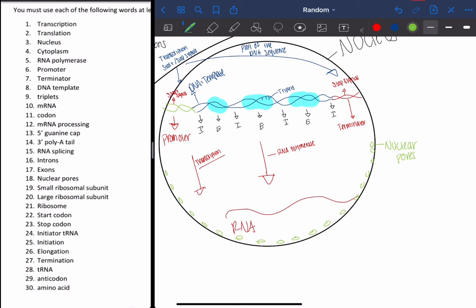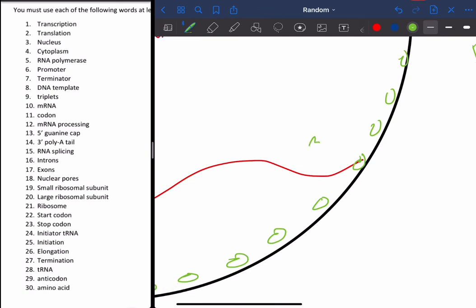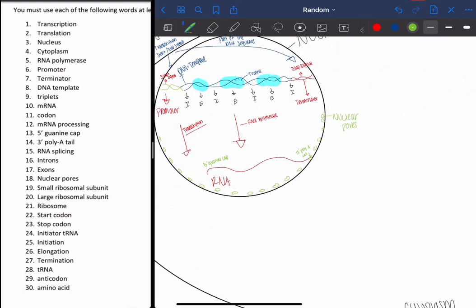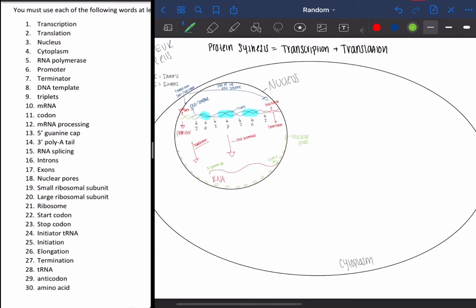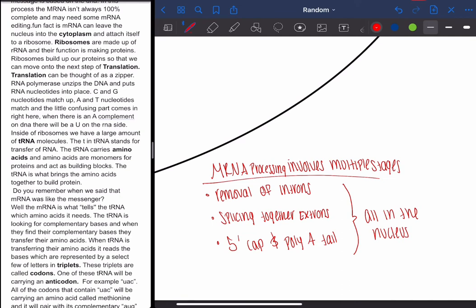Okay, so next we have these little ends right here. These ends include the 5' guanine cap, along with the 3' poly A tail. Correct? Okay, so mRNA processing involves multiple stages. There's removal of introns, splicing together exons, the 5' guanine cap, and the poly A tail. And all of this happens in the nucleus.